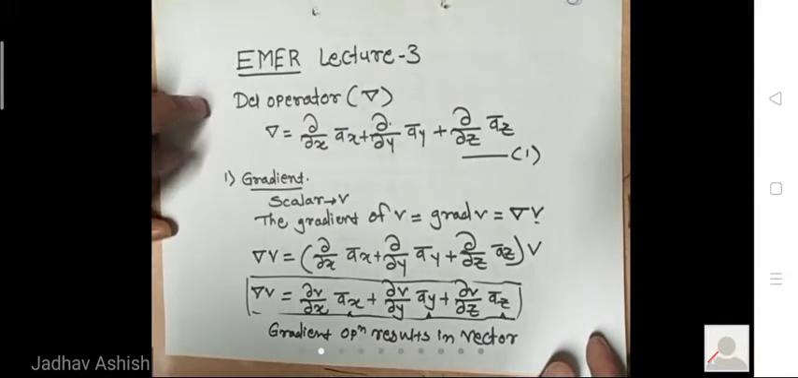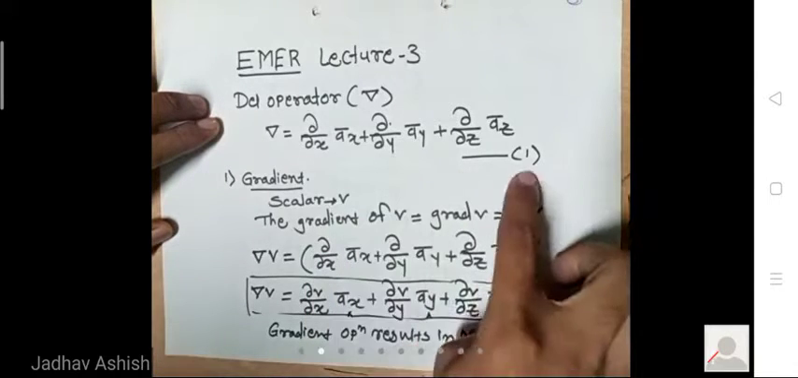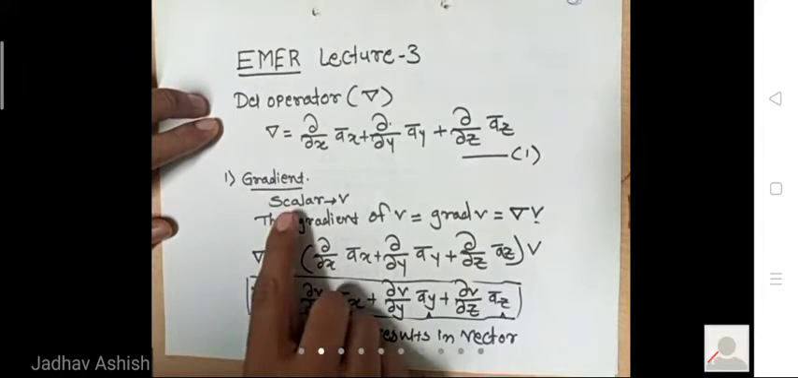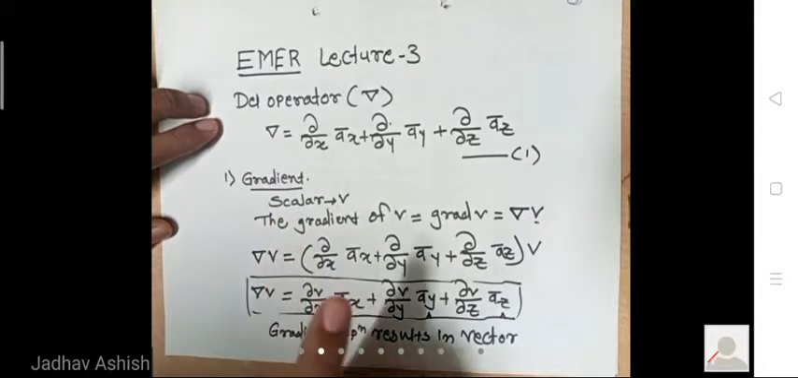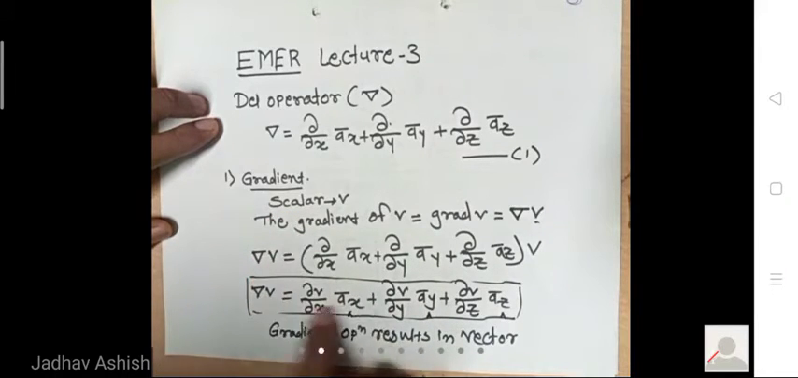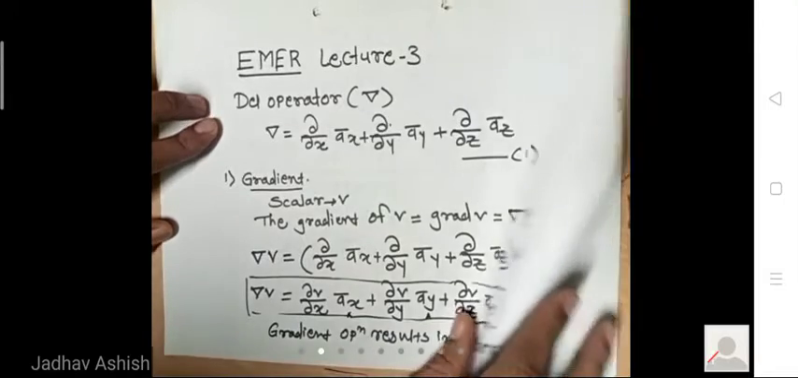In that, we studied the del operator. This is the definition of the del operator. Then we applied this operator as a gradient. When the del operator operates on a scalar quantity, it is termed a gradient. So this is the definition of gradient, right?